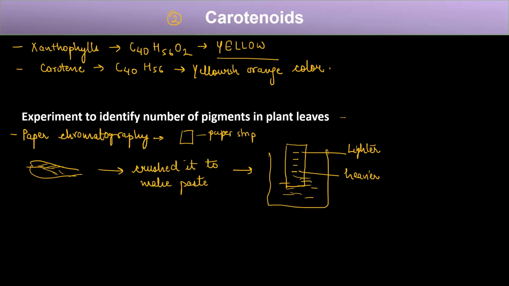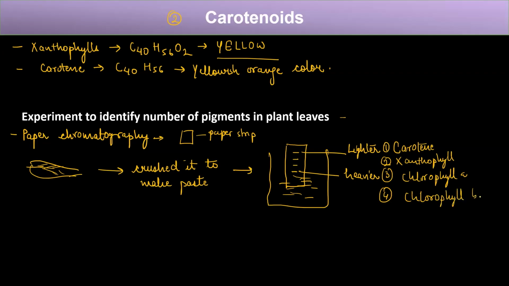And these pigments, in order, are: the first one, or the lighter one, was carotene. The second one was xanthophyll. The third one was chlorophyll A. And the fourth one was chlorophyll B. So chlorophyll B is the heaviest one, while carotene was the lightest one.